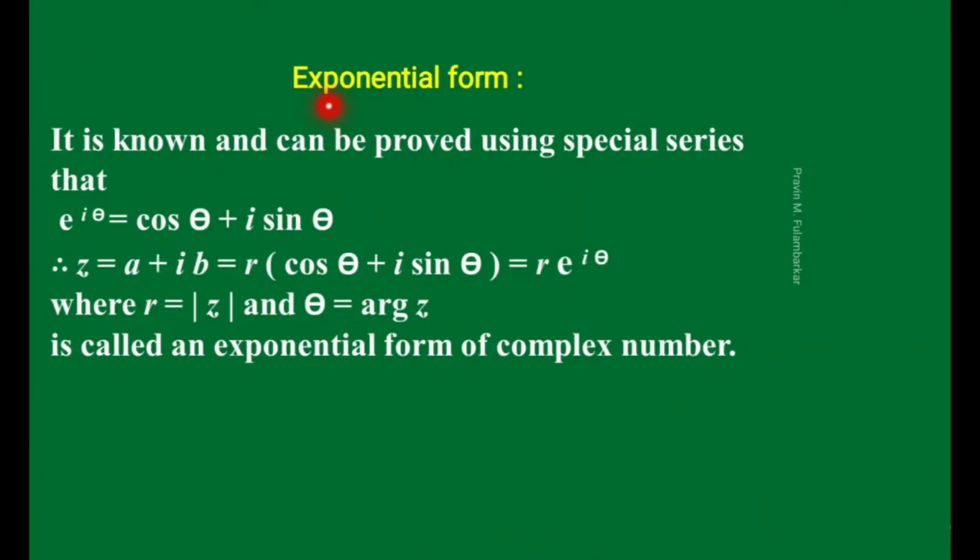Now see the next topic, exponential form. It is known and can be proved using special series that e raised to the power i theta can be written as cos theta plus i sin theta. Therefore z equals a plus ib equals r (cos theta plus i sin theta). So we write z equals a plus ib in exponential form as r into e raised to the power i theta, where r equals modulus of z and theta equals argument of z, is called the exponential form of the complex number.